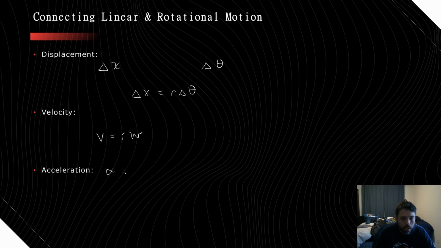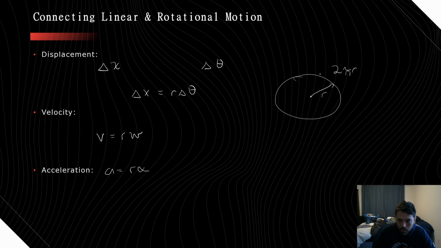A equals r alpha, right? So the reason why this works, I'll go real quick, is because if you have a circle, and this doesn't make sense, it's okay, we know the circumference of the circle is 2 pi r, where r is the radius of the circle.